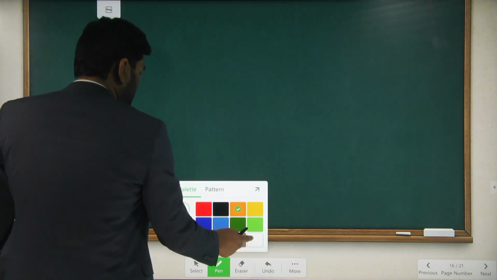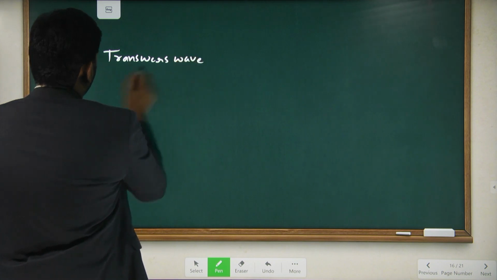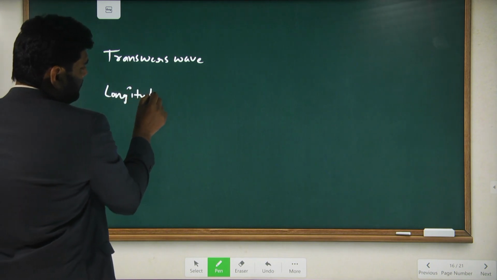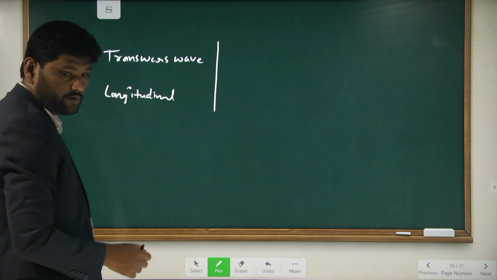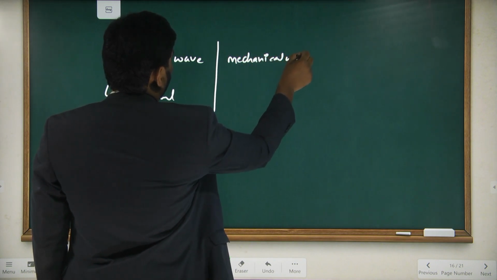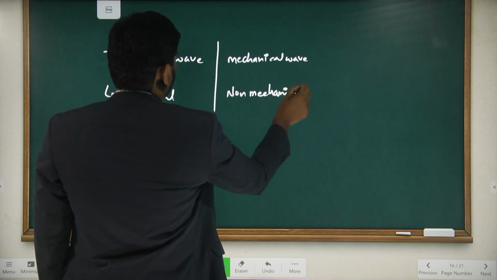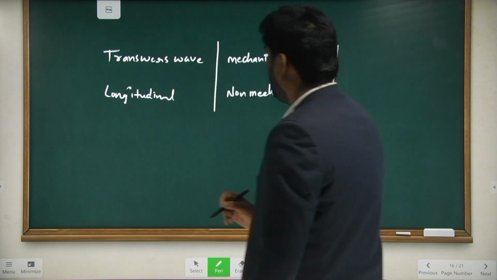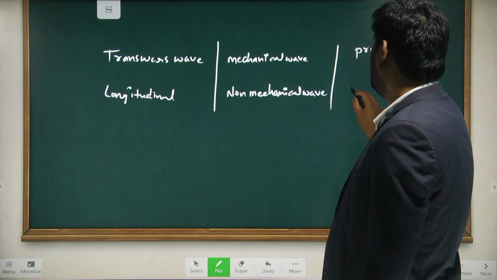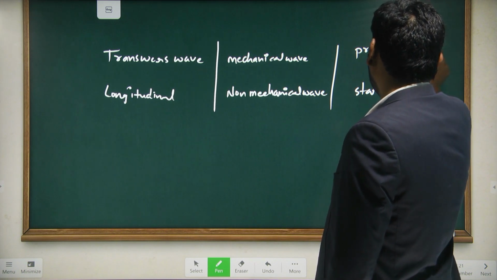So I am writing all the waves here. Transverse wave, longitudinal wave. And next one is what? Mechanical wave and non-mechanical wave. Next, another type, progressive and stationary wave, progressive wave and stationary wave.